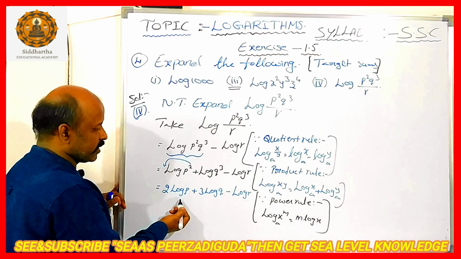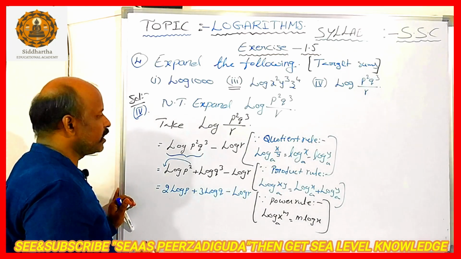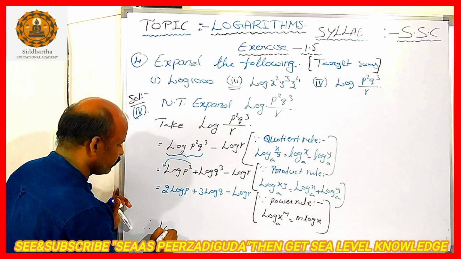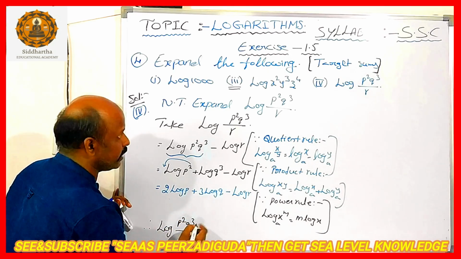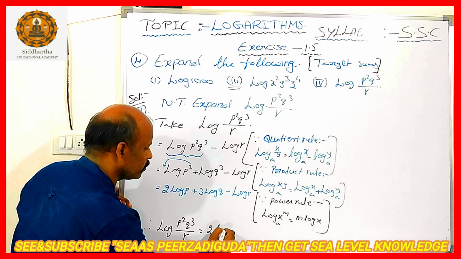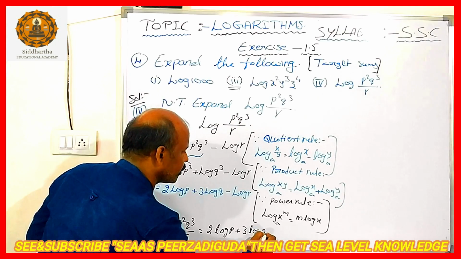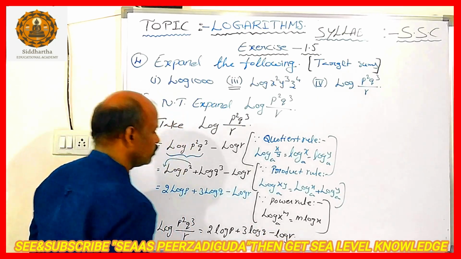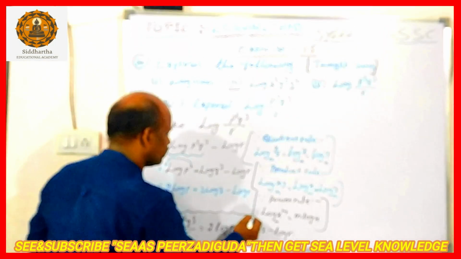So after writing this one, there is no need to simplify or expand any further. So finally the answer is what? Therefore log p square q cube by r is equal to 2 log p plus 3 log q minus log r. So hence we expanded.